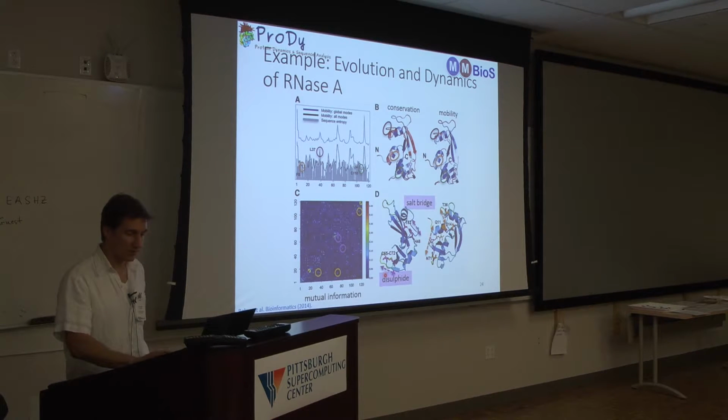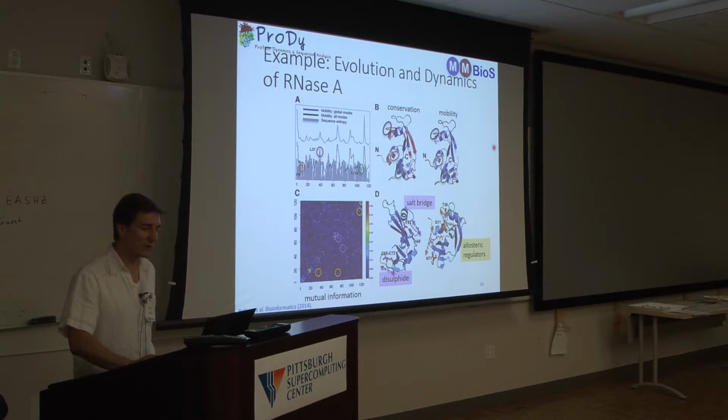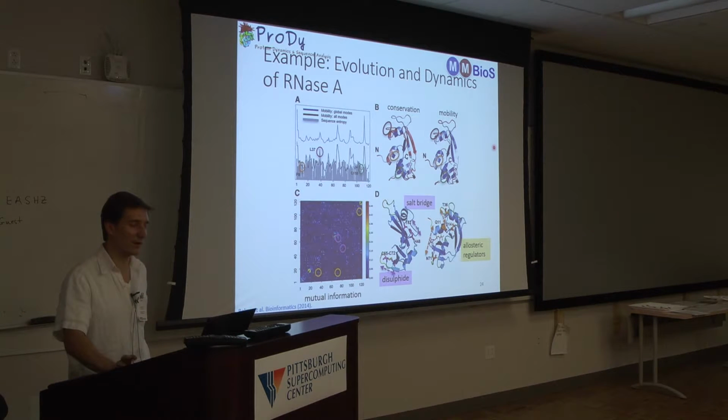So in some cases, you might have a disulfide bridge, which would be this little circle right here. We've got a disulfide bond, or a salt bridge, which would be this little circle over here. And in other cases, we can find that there are residues that are implicated in the transmission of allosteric signals, which might be these ones here. So you'll hear more about this tomorrow. This is just comparing structural dynamics to mutation rates.